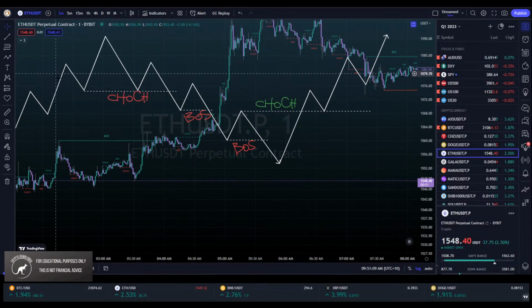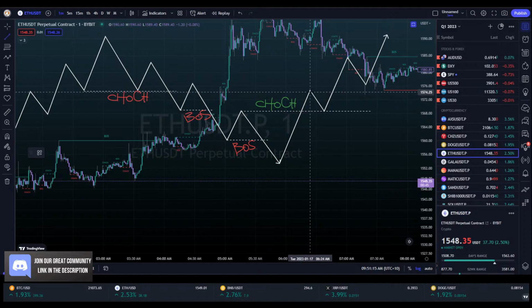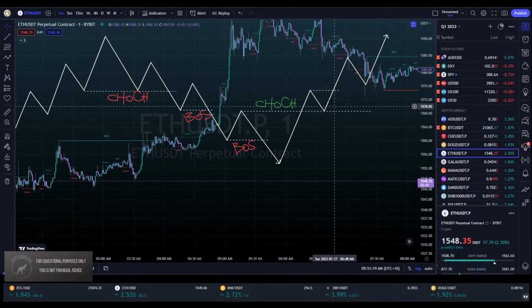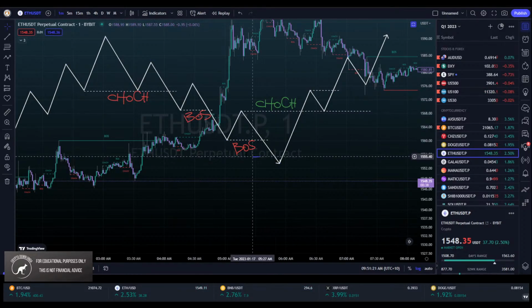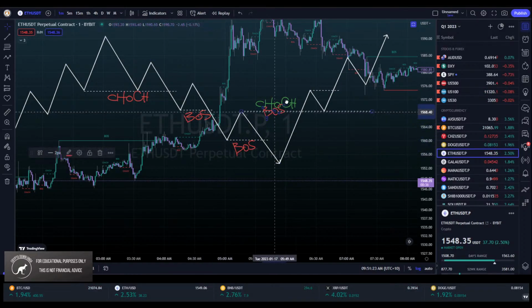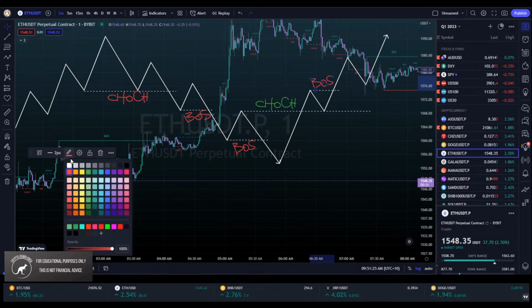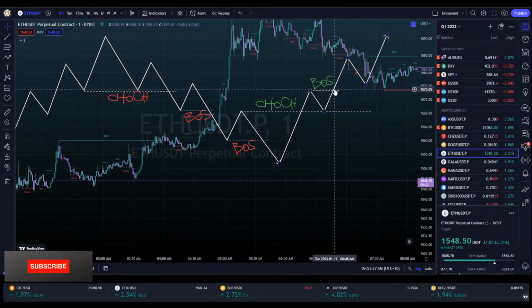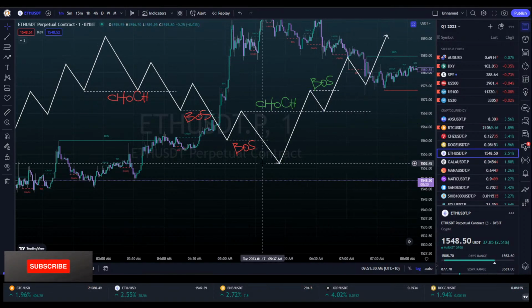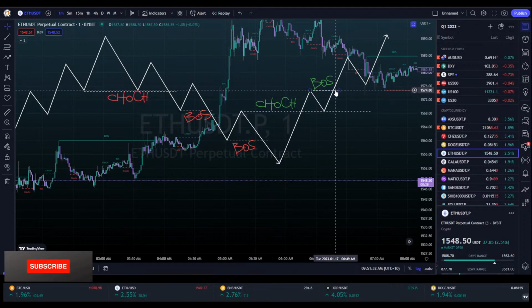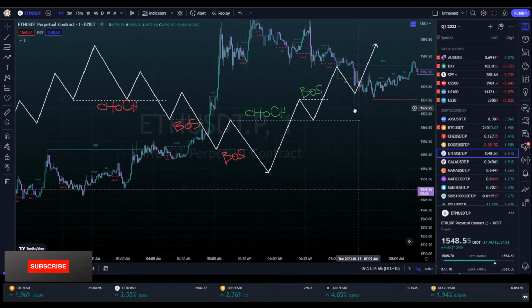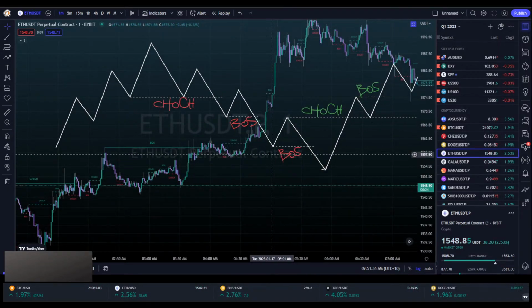Now, this doesn't mean that you go long at the change of character. I think the better time to go long is when you get secondary confirmation of a break of structure. So you would need a green break of structure in this case, like that. And then that would be, hey, the trend is on. It's been confirmed by this recent break of structure. I'm going long. And then you go long.